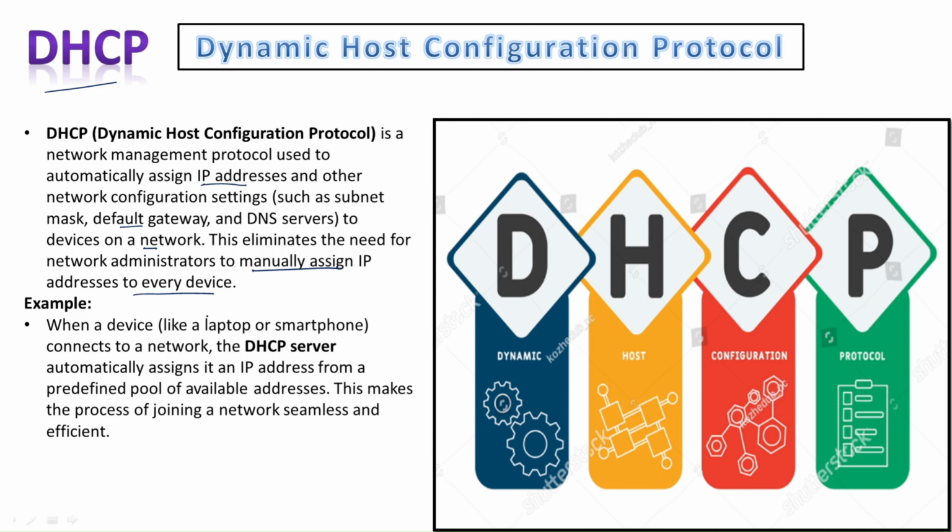For example, when a device like a laptop or smartphone connects to a network, the DHCP server automatically assigns it an IP address from a predefined pool of available addresses. This makes the process of joining a network seamless and efficient.